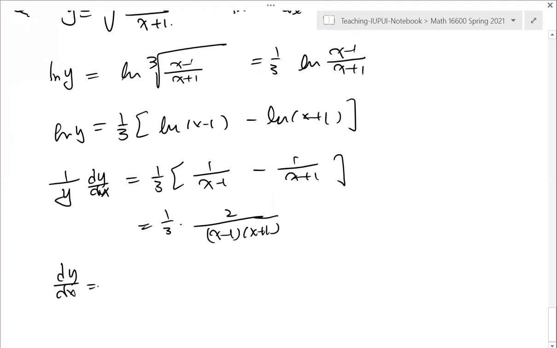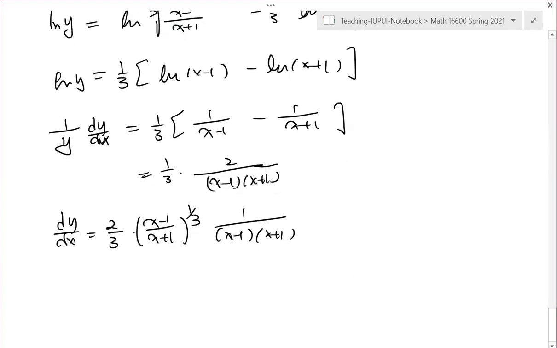Okay, the derivative of y with respect to x will be just y times that. y is going to be (x minus 1)(x plus 1) to the 1/3. I think we should further simplify. Here's x minus 1 to the 1/3, right? So it will be x minus 1 to the 1 minus 1/3, 2/3. And x plus 1 will be 1/3 plus 1, which is 4/3. So that is that.